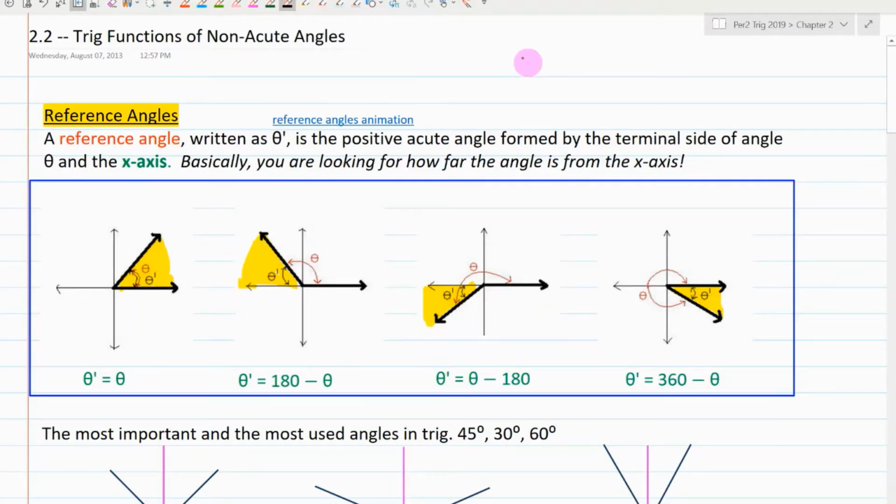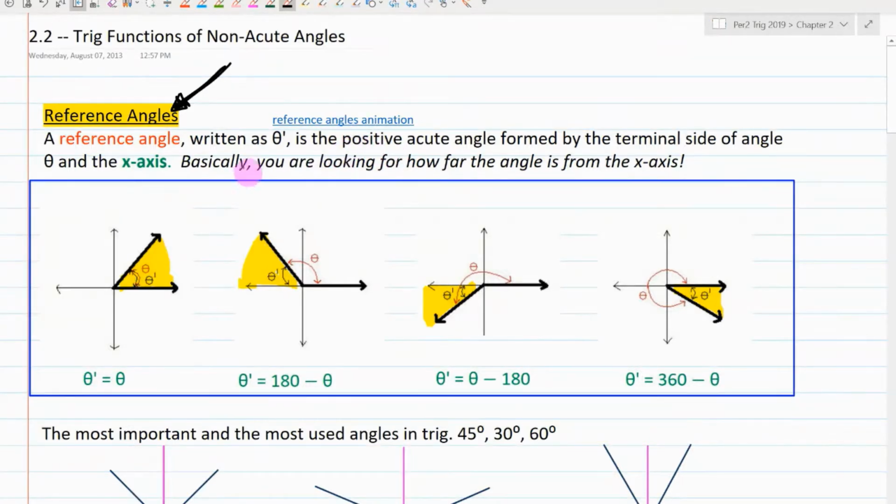Hello, this is Miss Parks, and today we're going to talk about trig functions of angles that are not necessarily acute. So we've learned about SOHCAHTOA, and we learned about the 30, 60, 90 and the 45, 45, 90 triangles that we're going to be using a lot here. And now we're going to be talking about angles that are bigger than 90 degrees, and also what a reference angle is, because a reference angle is how we're going to find these trig functions. I'll explain what that is right now.